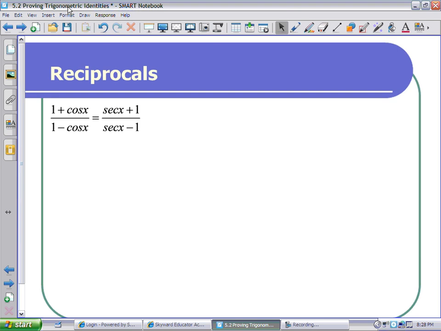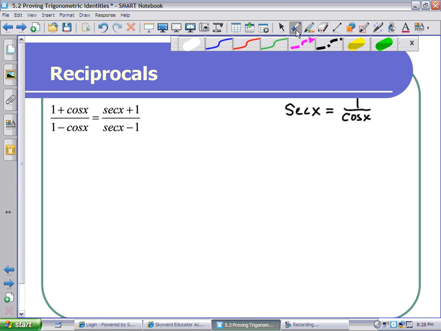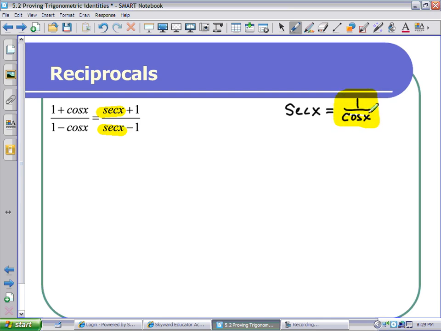When I think of secant x as the reciprocal of cosine x, I think it would probably be easier to work with the right-hand side, so I'm going to choose to work with the right-hand side of the equation this time. From your reciprocal identities, you know that secant x is the same thing as 1 over cosine x. So in our original equation, we're going to replace secant x in the numerator and the denominator with 1 over cosine x.